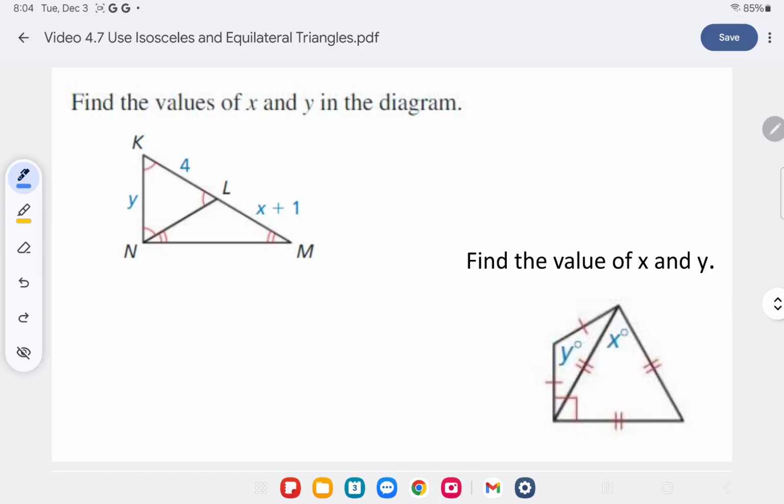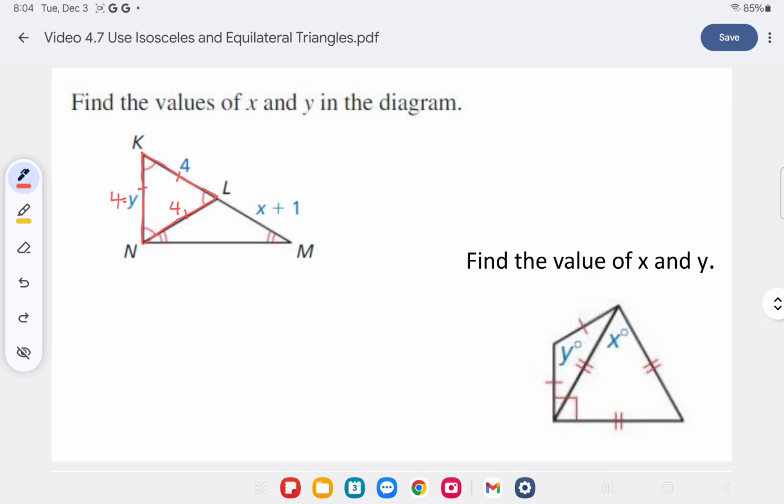So in this first picture, let's look at triangle KNL. Triangle KNL has all the angles marked as congruent. So if all the angles are 60, if they're all congruent, that means all these sides are congruent, which means if KL is 4, that means KN is 4, so Y equals 4. It also means that NL equals 4. All those sides are 4.